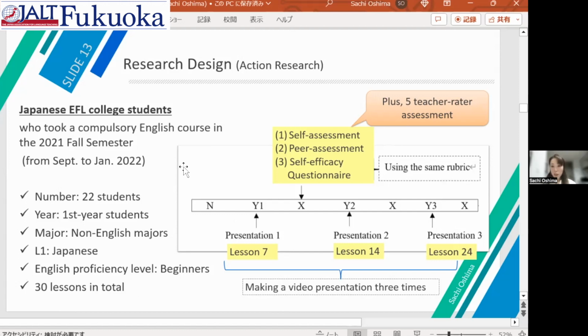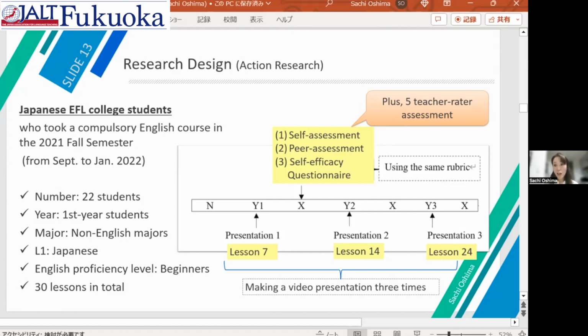The design of my research is: I had my students make a video presentation 3 times. After the 3 presentations, I had my students self-assess, peer assess, and also answer a speaking self-efficacy questionnaire using the same rubric. And also, in terms of the research, I invited 5 teacher raters, excluding me. The other 5 teacher raters also assessed the same presentations.